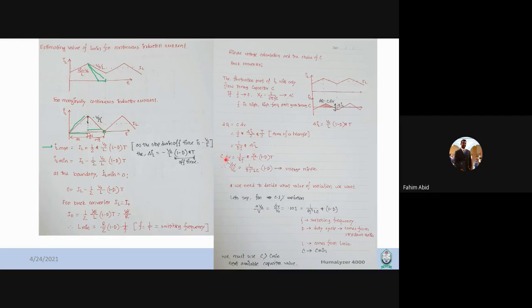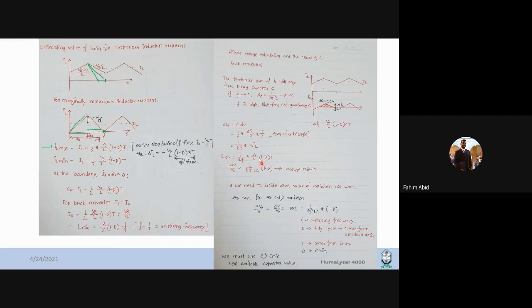So you can write C dV as this, and then you can replace your delta IL with V out divided by L, times (1 minus D) multiplied by T. So this comes from here. Again, it's the same thing. This is your slope. So V out divided by L is your slope, and (1 minus D) multiplied by T is the time. So if you multiply this slope with the time, then you get the delta IL, or the peak to peak value of IL.